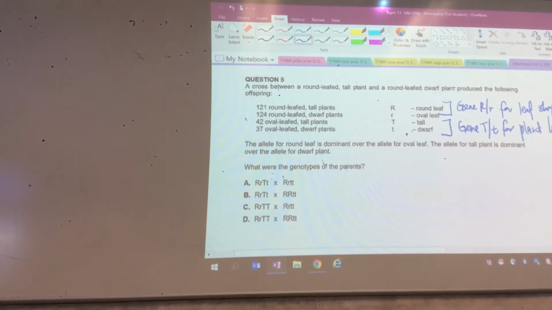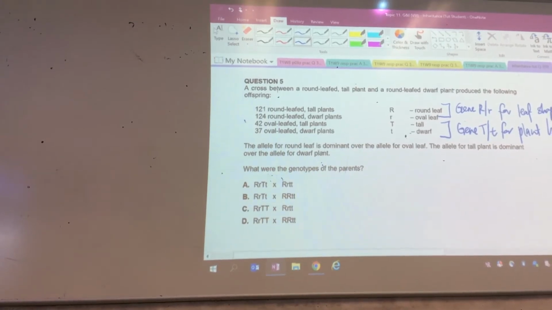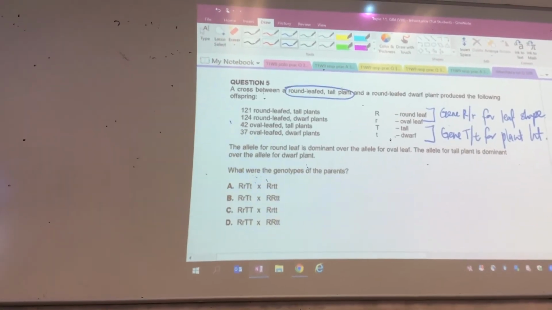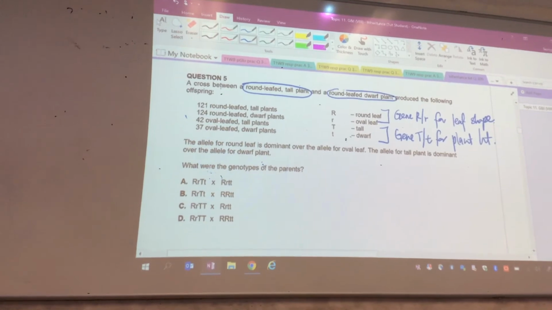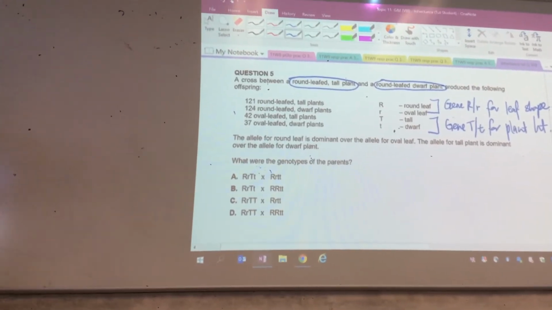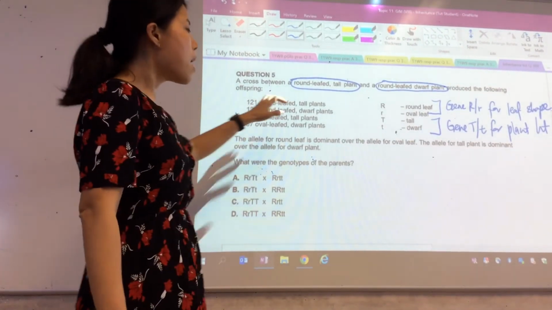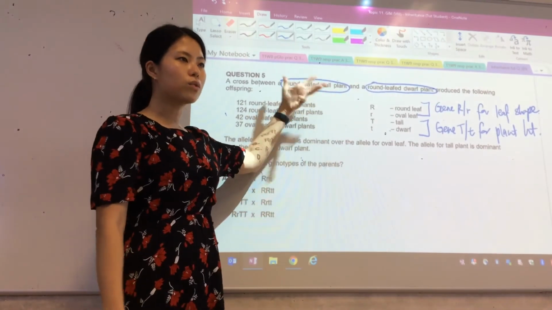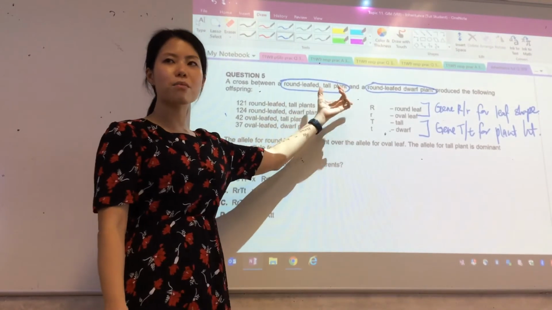Now, over here, what is the point? Oh yeah, let's analyze the question first. So you have two parents, right? One is a round leaf tall plant and the second is a round leaf dwarf plant. Based on this, what can you do about it? They give you the phenotype, what can you do about it?